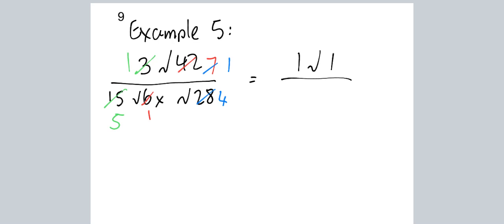Cool. On the bottom, what am I left with? I've got a 5 here. I've got a 1 here. These are all times together. So I've got 5 times 1 times root 4. Again, I would go straight to 2, but I'm going to do one little step just for the notes, really. 5 root 4 on the bottom. And now I'm going to simplify. 1 root 1 is just 1. 5 times root 4 is 5 times 2, which is 10. So that whole big mess is just 1/10.